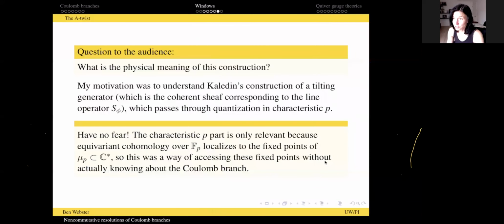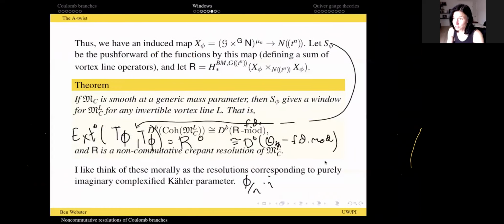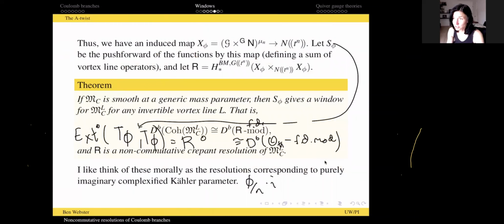Mirror symmetry, two-dimensional mirror symmetry makes this manifest. It completely explains this fact. So, all right, great.